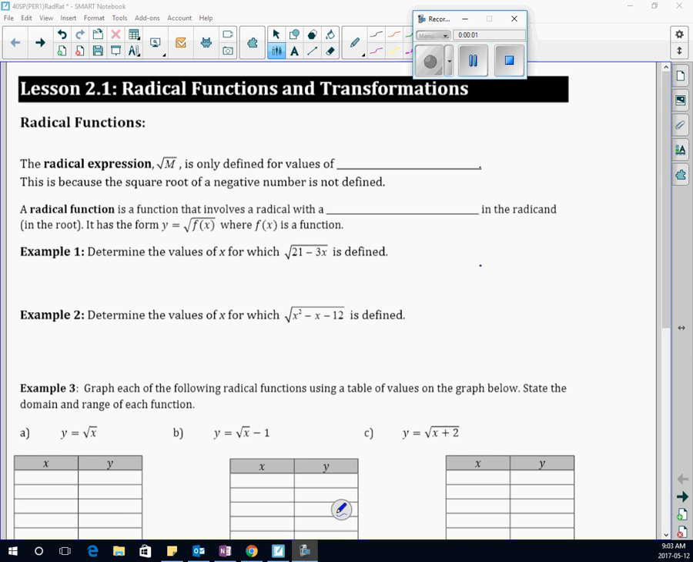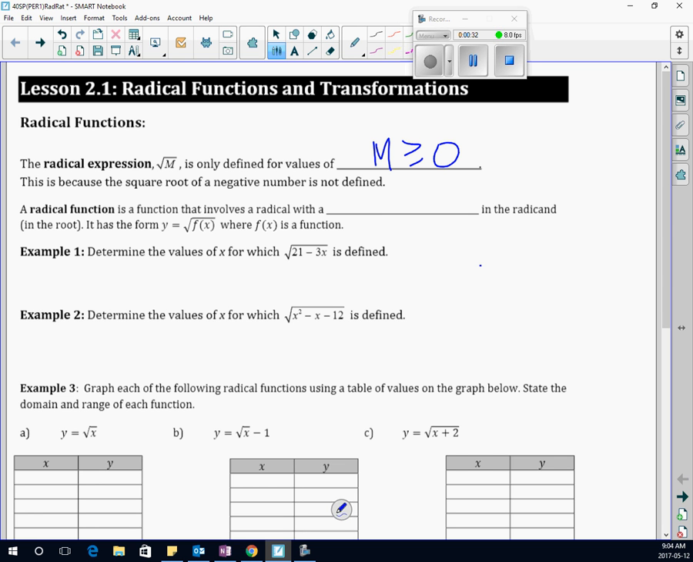A radical expression, the square root of m, is only defined for values of what? Can it be 0, I guess is saying. So m greater than or equal to 0. You should know that from your restrictions from grade 11 pre-cal. This is because the square root of a negative number is not defined. That's when we get into the complex number system and we talk about imaginary numbers.